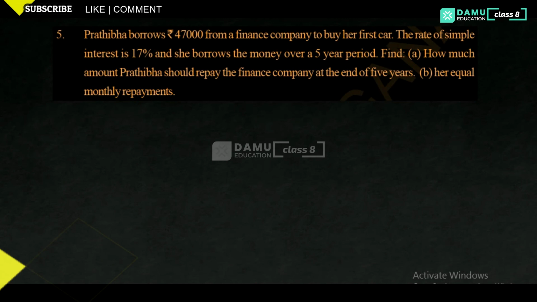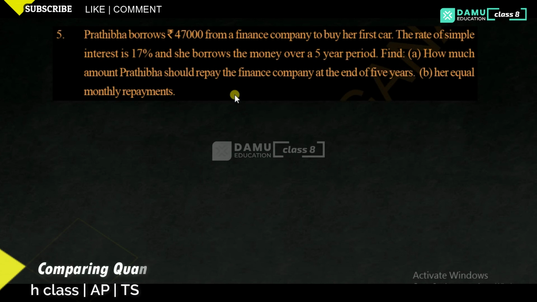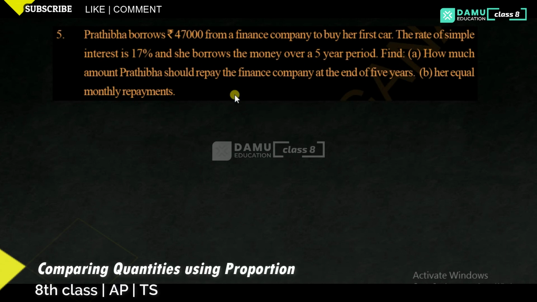In this module we are going to discuss this question. Pratibha borrows 47,000 rupees from a finance company to buy her first car. The rate of simple interest is 17% and she borrows the money over a 5-year period. So for 5 years she took 47,000 rupees from the finance company at simple interest. How much amount should Pratibha repay the finance company at the end of 5 years? Her equal monthly installments also we have to find.